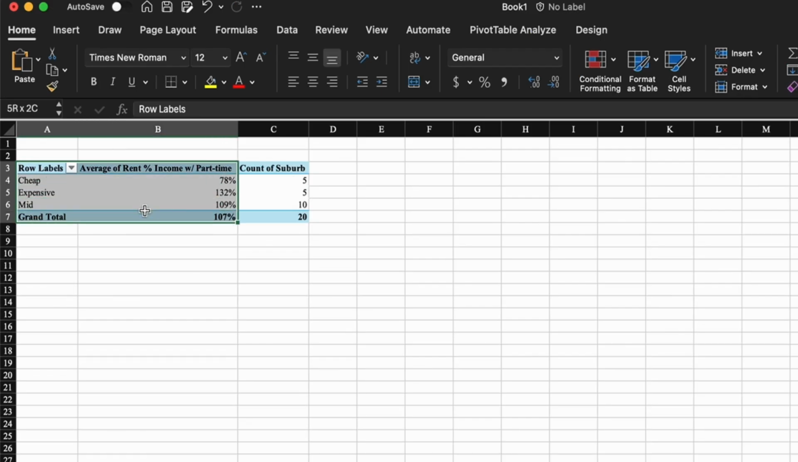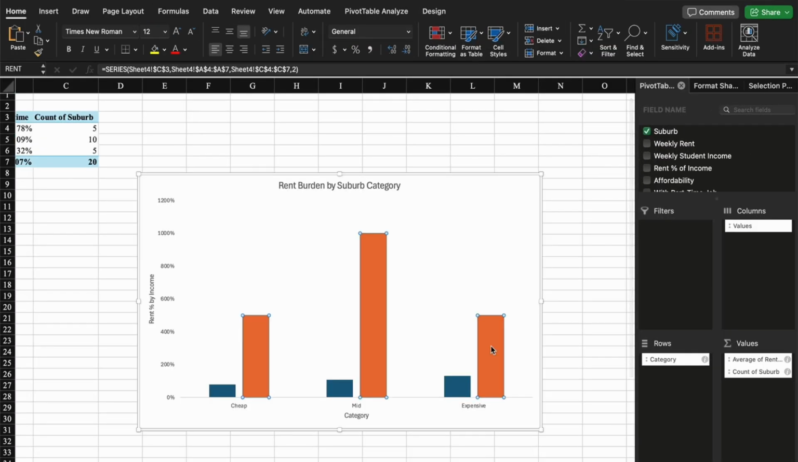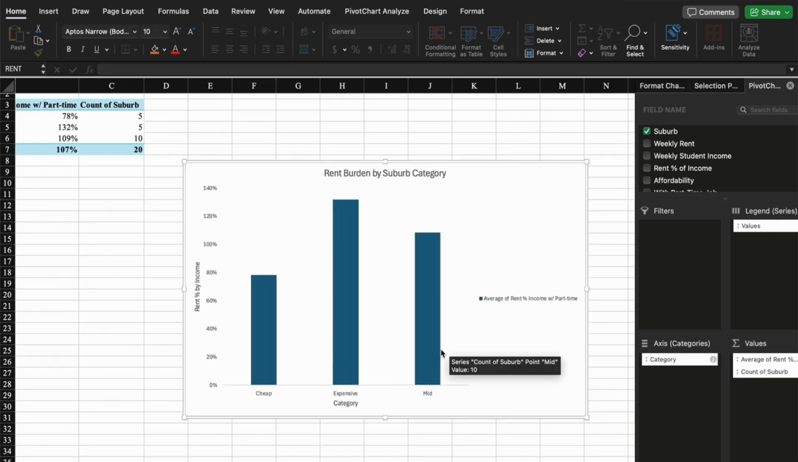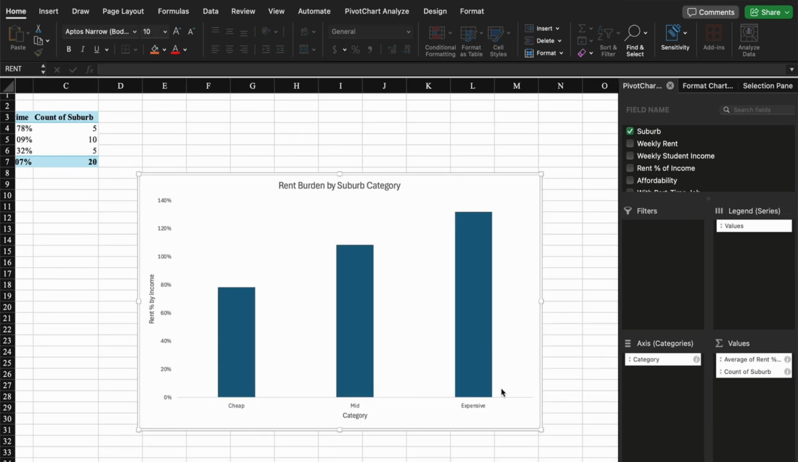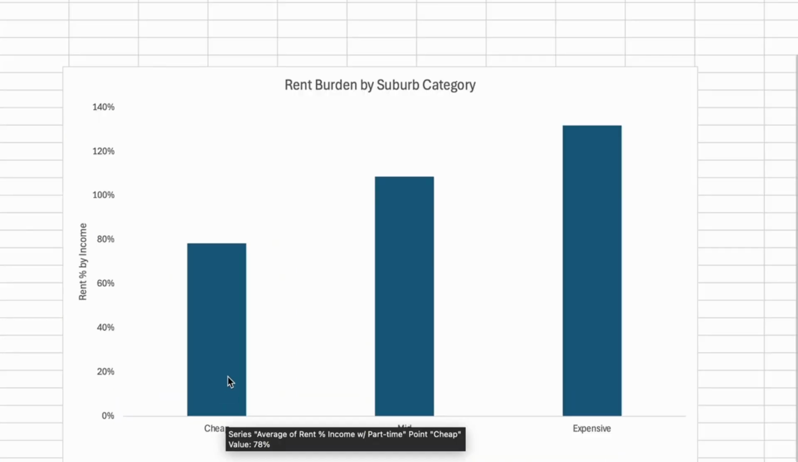From the pivot table, I created a clustered column chart. I highlighted the category column and the average percentage column, went to Insert and selected the clustered column option. After the chart appeared, I cleaned it up. I removed the individual suburb labels because we're comparing categories now, not suburbs. I rearranged the order so it reads cheap, mid range, expensive from left to right, which makes the progression logical and easy to follow. Under Design, I added a chart title and axis labels so it's immediately clear what each axis represents. And here's what the chart shows.